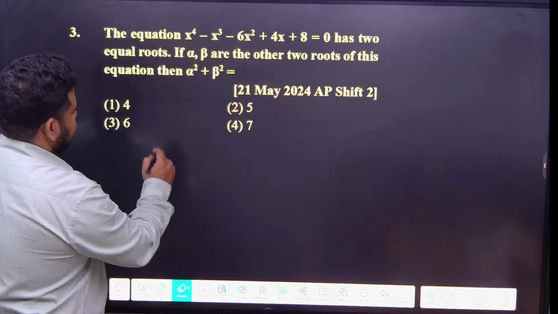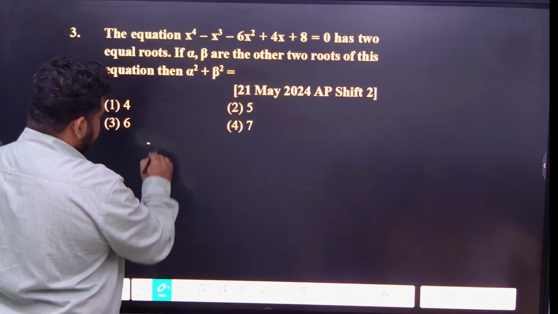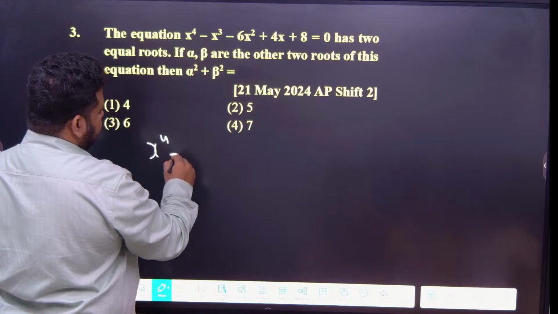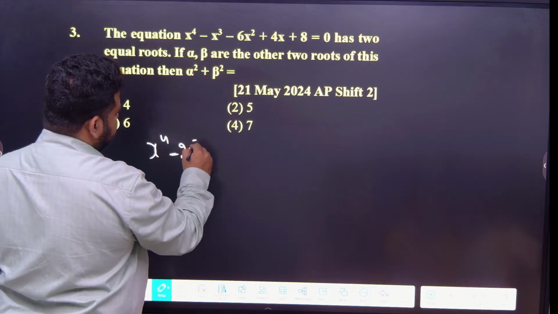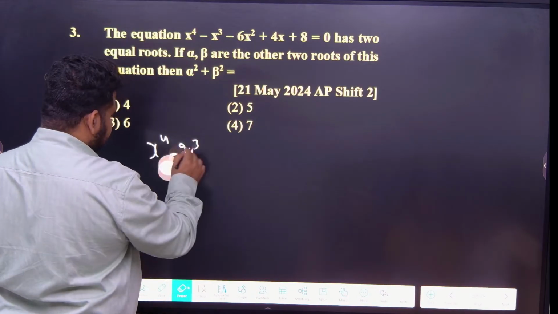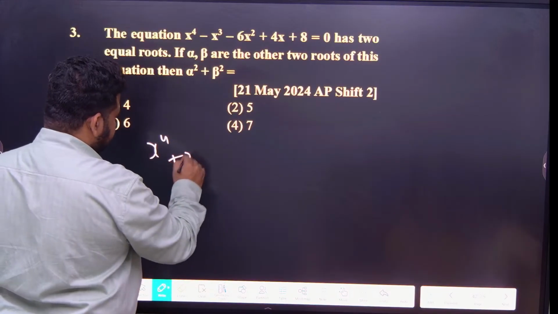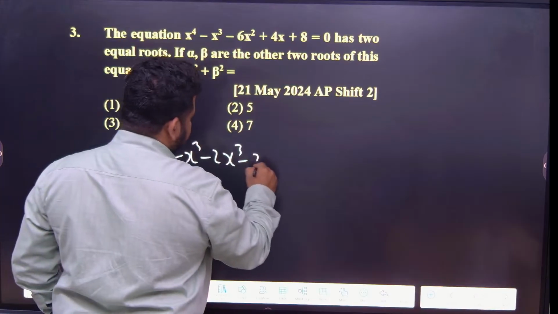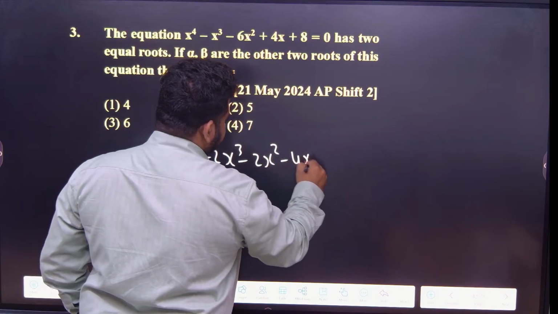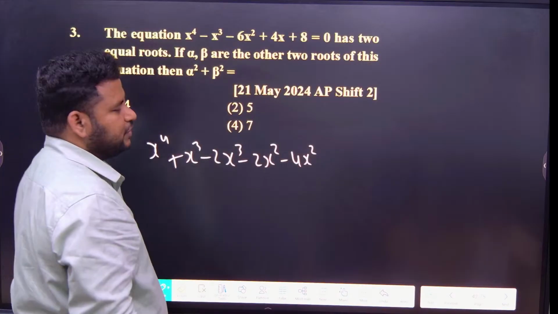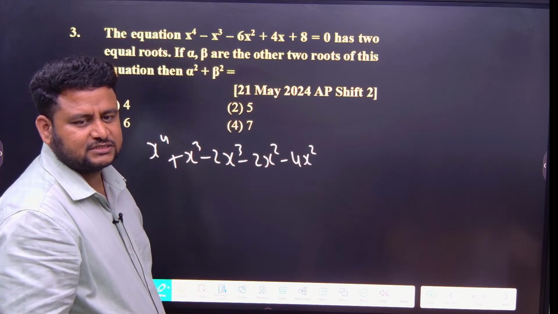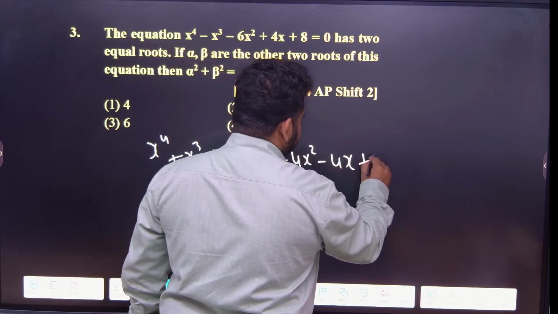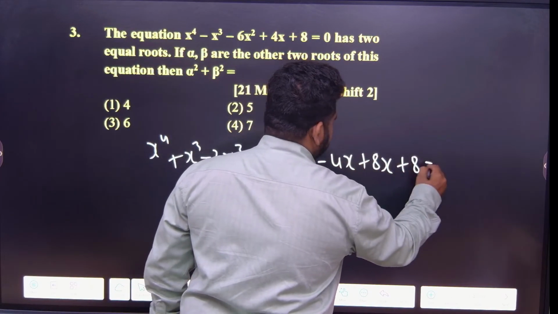So first thing, I can write it as what? x power 4 minus 2x cube, x cube I can write as minus 2x cube plus x cube, so x cube plus x cube minus 2x cube. 6x square I can write as minus 2x square minus 4x square. So 4x I can write as minus 4x plus 8x, plus 8 is equal to 0.